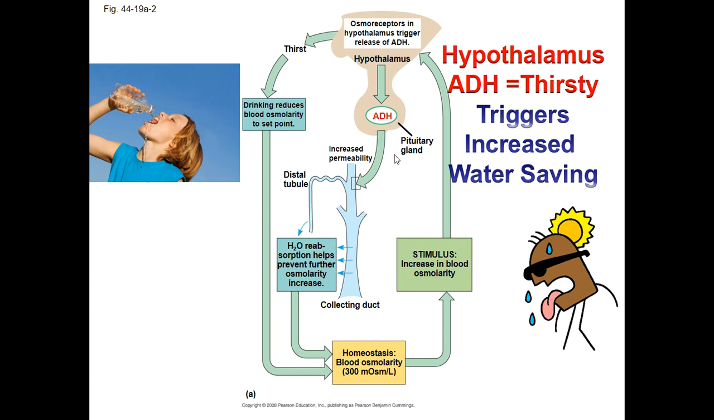Now, the ADH does a great thing. One, it makes you thirsty, so you drink more water. The second thing that it does is it actually changes the collecting duct to allow you to collect more water and reabsorb that stuff in. Then, of course, your blood would get more watered down, less salty, and the hypothalamus would stop telling the pituitary to produce the ADH.